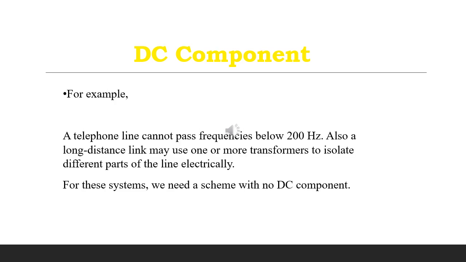Now here we have an example. A telephone line cannot pass frequencies below 200 Hz. Also, a long distance link may use one or more transformers to isolate different parts of the line electrically. For these systems, we need a scheme with no DC component.